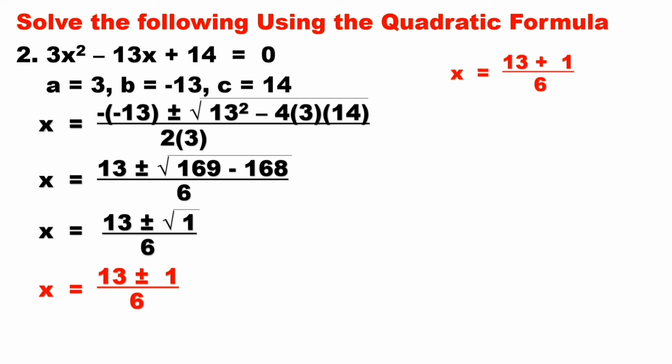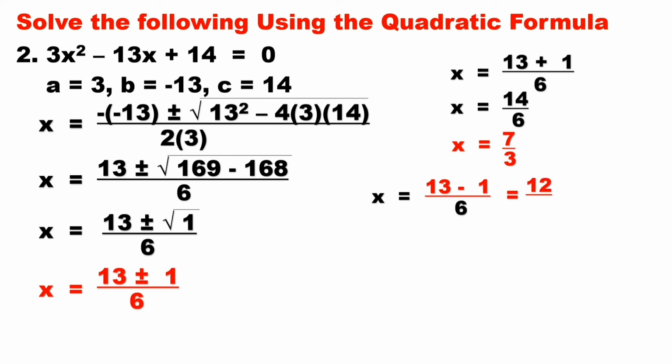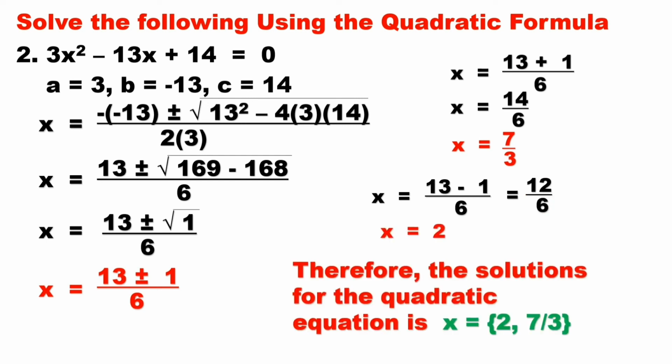The first value of x equals 13 plus 1 all over 6. 13 plus 1 equals 14 over 6. 14 over 6 in simplest form equals 7 over 3. The second value of x equals 13 minus 1 all over 6. 13 minus 1 is 12. 12 divided by 6 equals 2. Therefore, the solutions for the quadratic equation are 2 and 7/3.